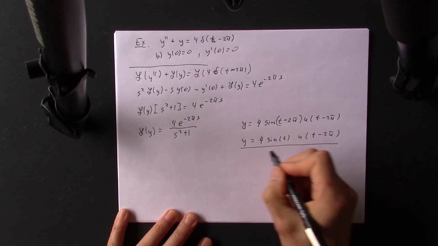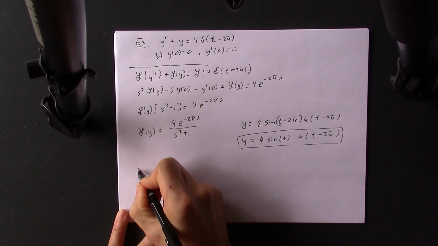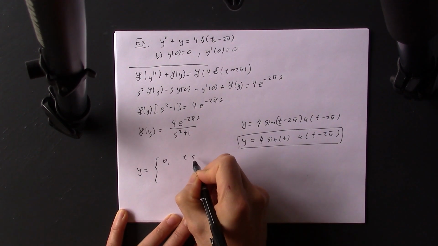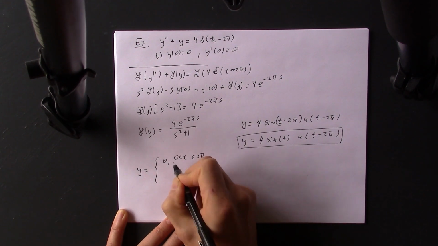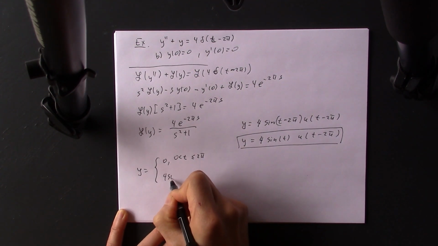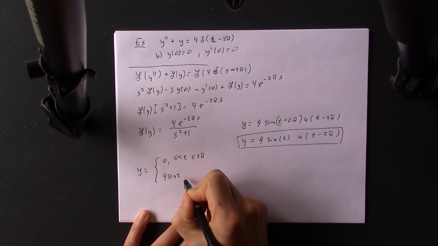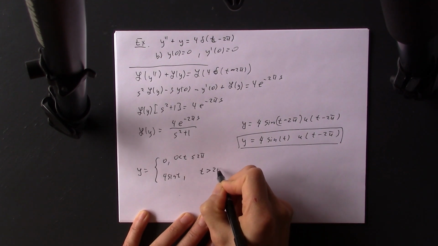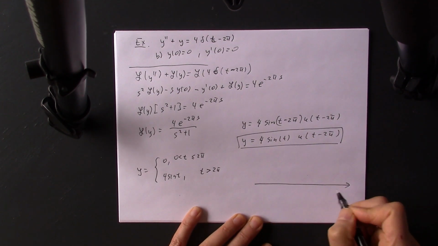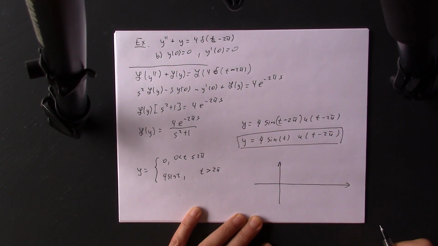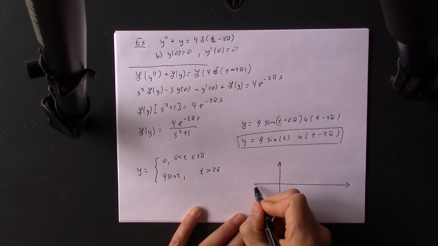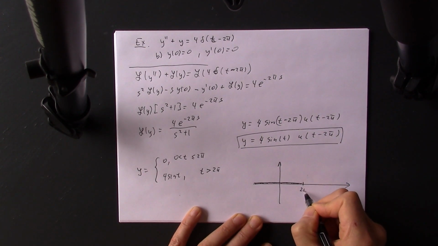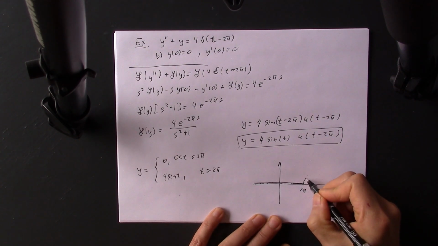If we rewrite that answer as a function defined by cases, it equals 0 while t is less than or equal to 2 pi, and after that it equals 4 sine of t when t is bigger than 2 pi. And if you like, we can draw this function in a picture. The function equals 0 until it hits 2 pi, and then it starts behaving as a sine function.